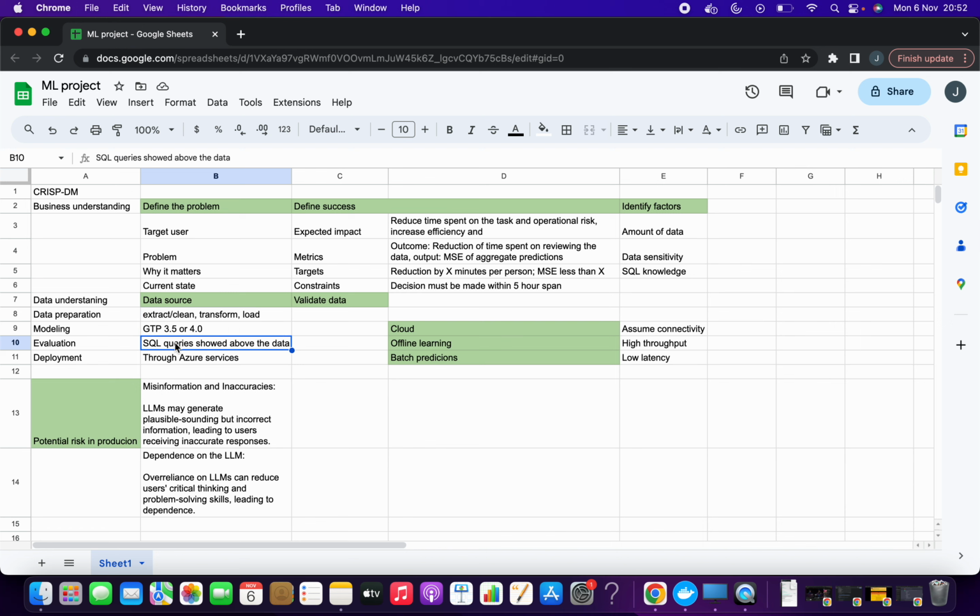Then for evaluation, we would go for SQL queries that would be presented above the data, so whenever we see the output from the LLM model, we would see also the query. The deployment would be done through Azure services. We would go for offline learning and batch predictions.